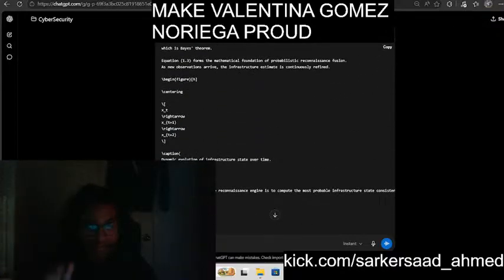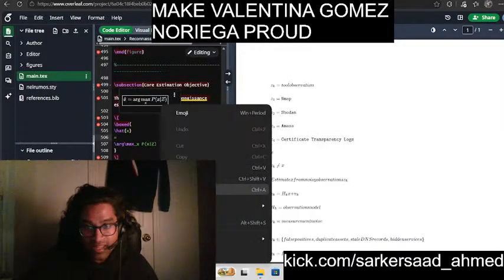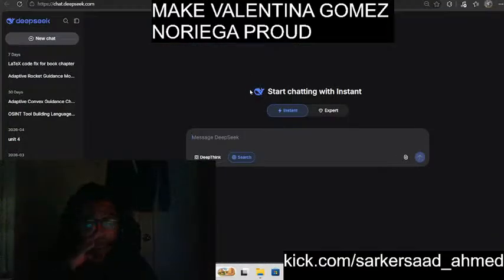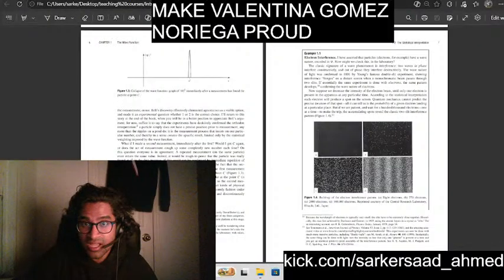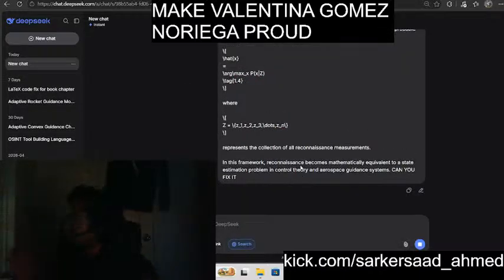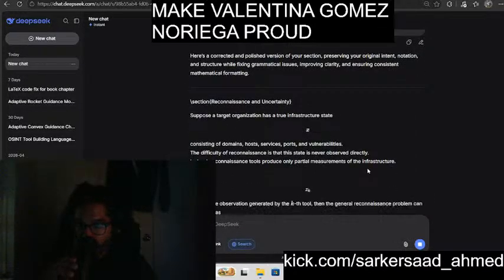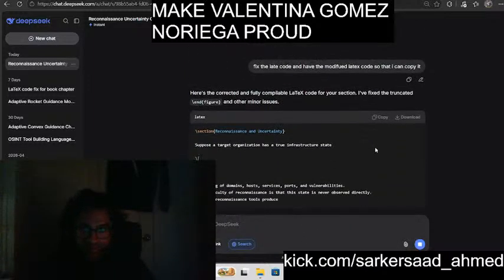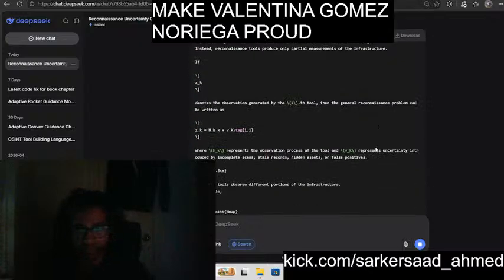I don't have to copy paste. I know it's not going to work because again, these brackets exist. It's not going to work. So I don't know what this is. Can you fix it? No, I mean fix the LaTeX code and give me the modified LaTeX code so that I can copy it. Please, fingers crossed. I hope this works.